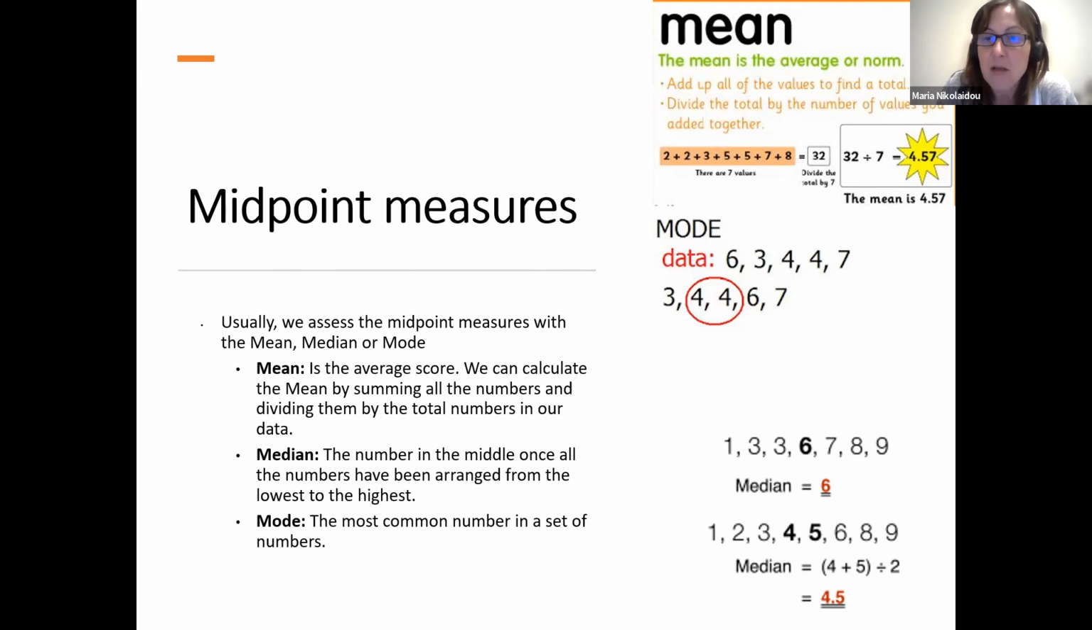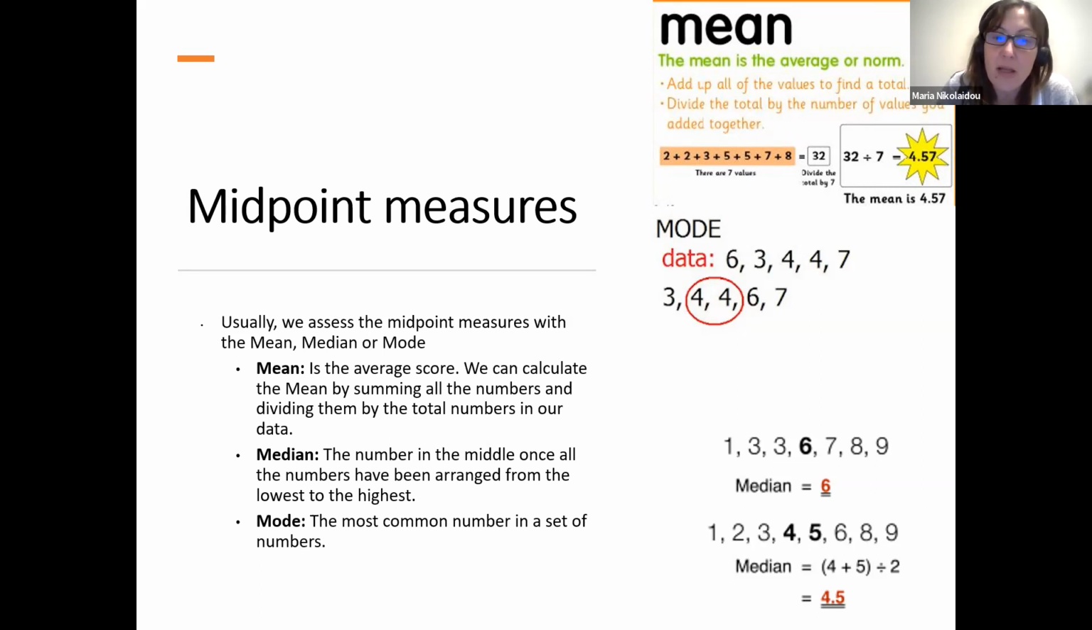The median is the number in the middle once all the numbers have been arranged from the lowest to the highest. So if we have, for example, a data set like 8, 9, 7, 3, 3, 6, 1, we arrange them from the lowest to the highest. So we go 1, 3, 3, 6, 7, 8, 9, and the median is the middle one. It has equal numbers above and below that value.